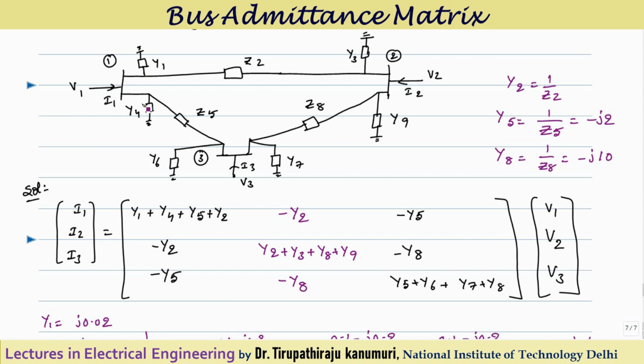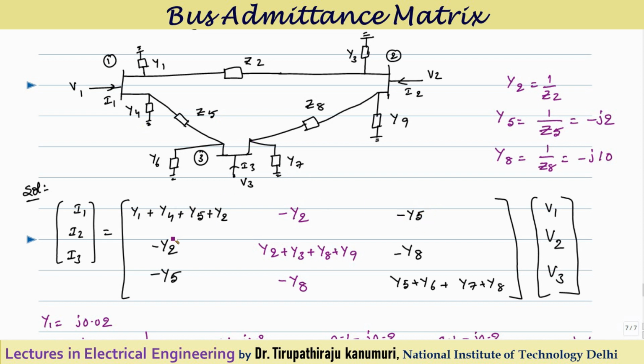So what are connected? Y1 is connected. Y4 is connected. Similarly, Y5 is also connected to this node. Y2 is also connected to this node. This Z2 I have to convert to Y2. Getting it? So between node 1 and 2, Y2 is connected. So take minus of that one, so minus Y2. Similarly, this one is between node 1 and 3. Between node 1 and 3, what is connected? Z5. That means minus Y5 is connected here.